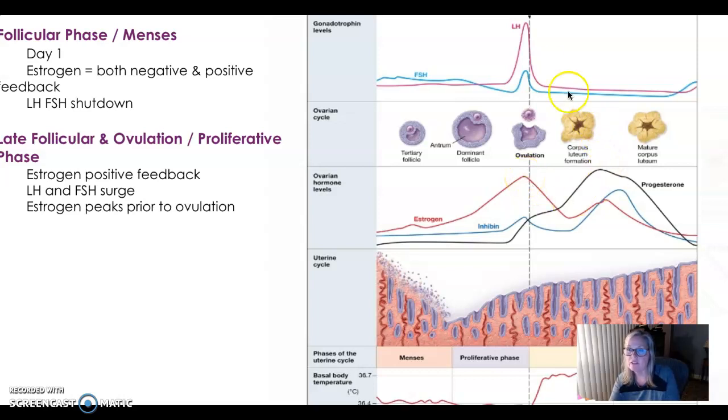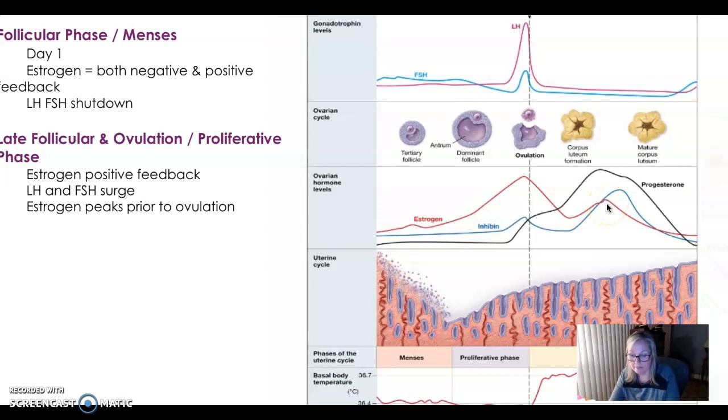FSH and LH levels also decline and stabilize, and the female's basal body temperature rises, see right here, approximately 0.3 of a degree Celsius for the remaining 14 days of the cycle. This is due to the thermogenic effects of progesterone. Progesterone is the dominant hormone of the luteal phase. Initially, estrogen synthesis diminishes, but then increases to below peak levels. You can see the estrogen right here.